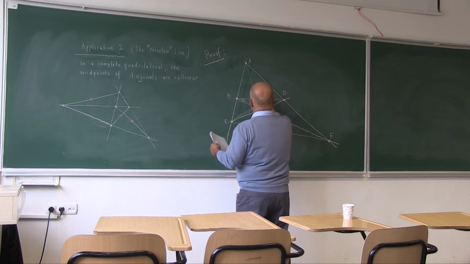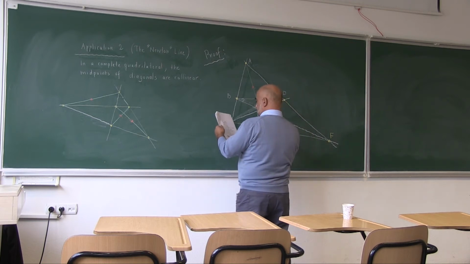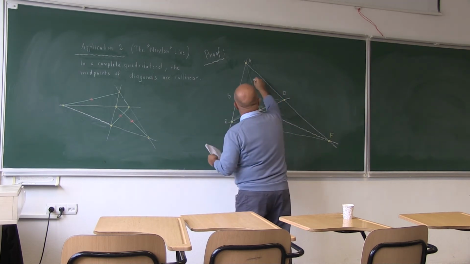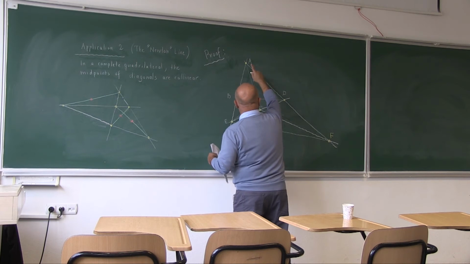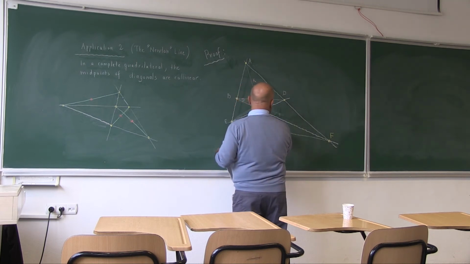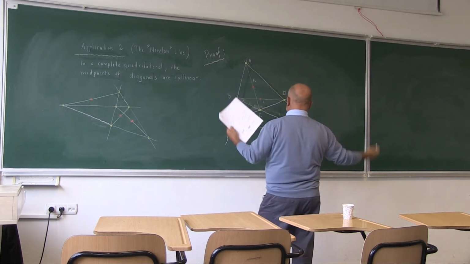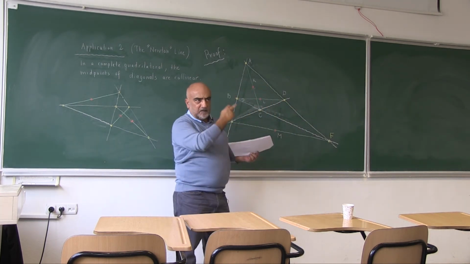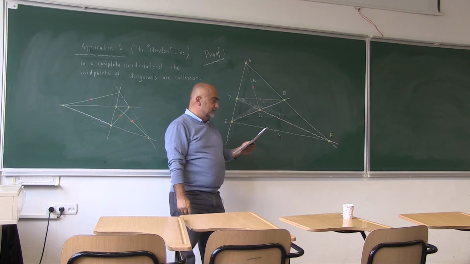So the midpoints of the diagonals, let me call them K, the midpoint of the line segment AC, L, the midpoint of the line segment BD, and M, finally, the midpoint of the line segment EF. Good. So I shall prove that these red dots are in fact collinear. They lie on the same line.